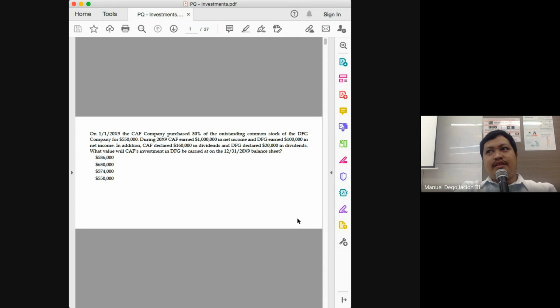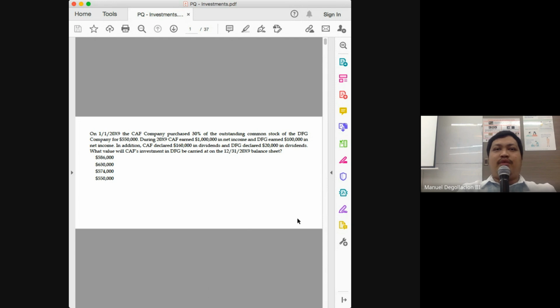But again, the focus in this problem is on investments in associate. And what have we learned? If it is an investment in associate, the investment is accounted for using the blank method. Starts with letter E, equity method. And what does it mean if you use the equity method? The balance of the investment will fluctuate depending upon the effects of the operations of the investee. What's the alternative for equity method?